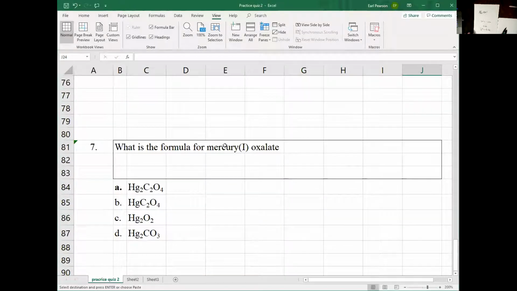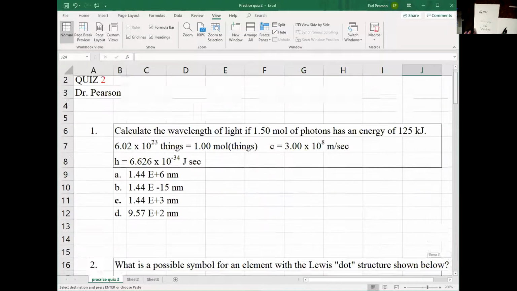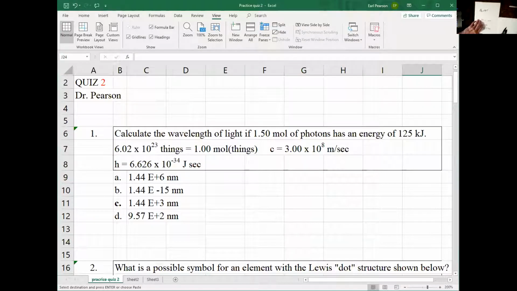And then I'm looking to this one, mercury 2 oxalate. Mercury 1 oxalate, I'm sorry. Mercury 1 is Hg2 plus 2. I memorized that. Oxalate is C2O4 2 minus. So this one has mercury 1 and oxalate. Mercury 1 is Hg2 with a plus 2. Oxalate is C2O4 with a minus 2. So the formula is Hg2C2O4. And so again, I've got those two. So on this first pass, I got 3. And I hope you would do as well with that too.